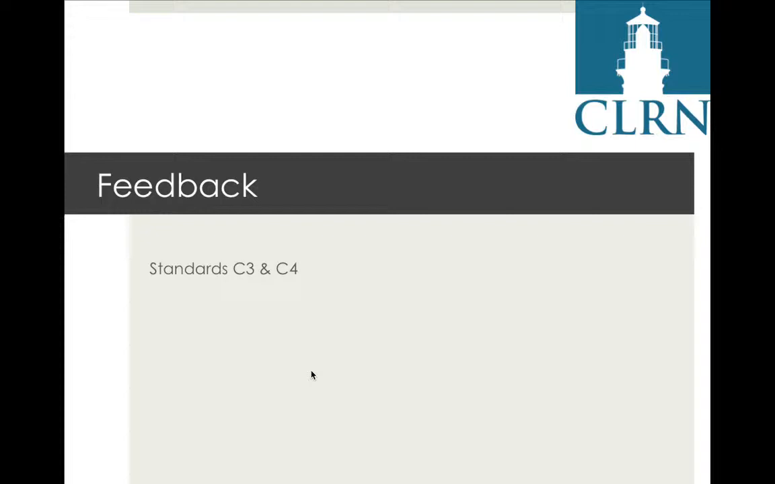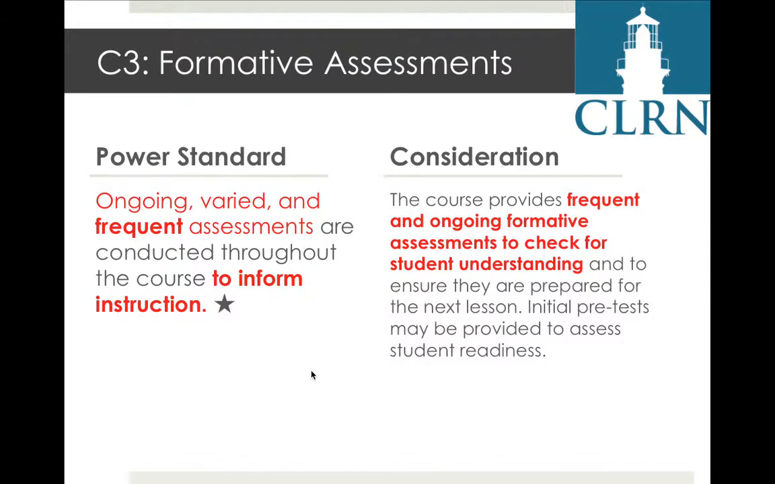The next strand is feedback, which contains 2 standards. Standard C3, Formative Assessments, is a power standard that asks 2 questions. First, the standard asks if there were ongoing, varied, and frequent assessments, with frequency being the key concept. Students should be assessed at least 3 times per unit, but most courses we've reviewed interspace daily formative assessments with medium and longer form assessments during and at the end of a unit. The consideration asks whether the course provides frequent and ongoing formative assessments to check for student understanding.